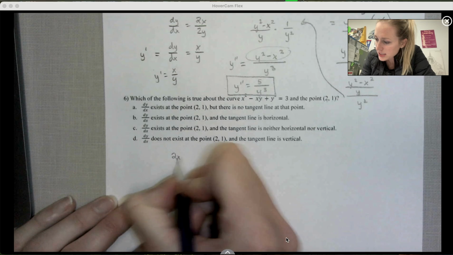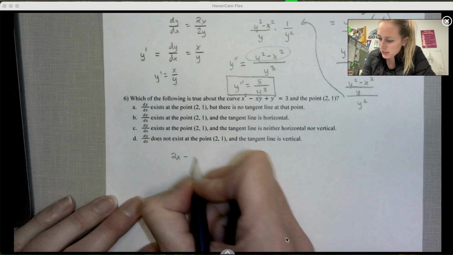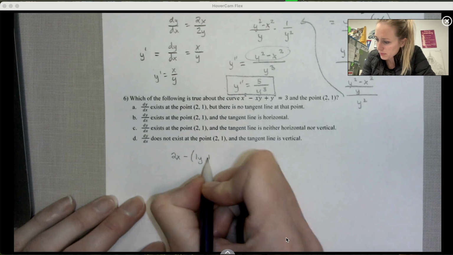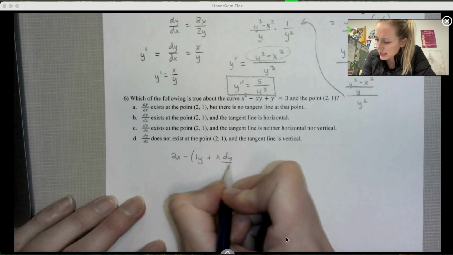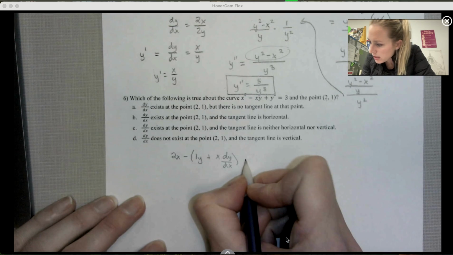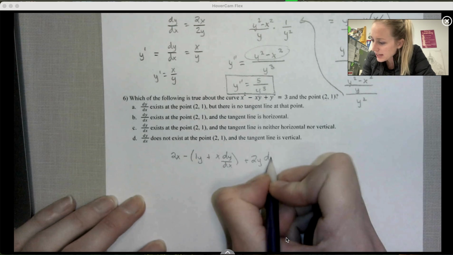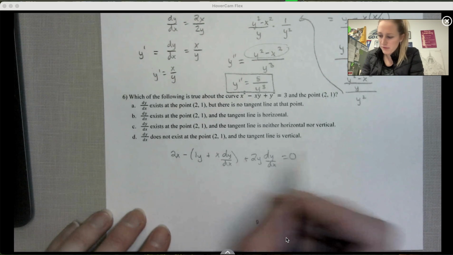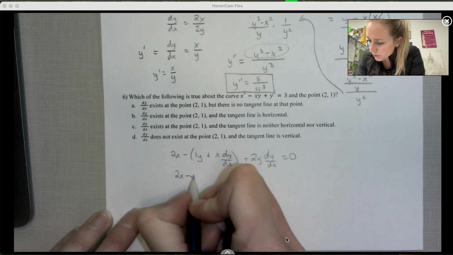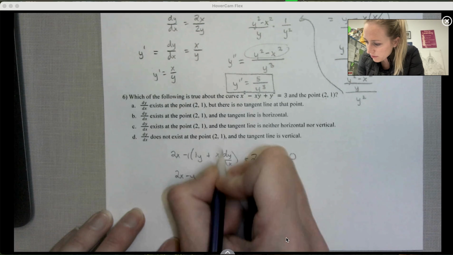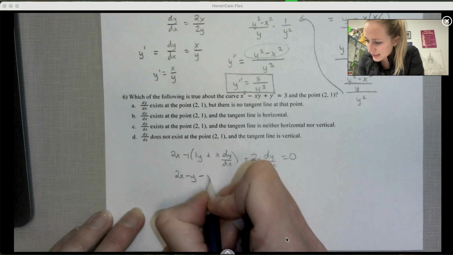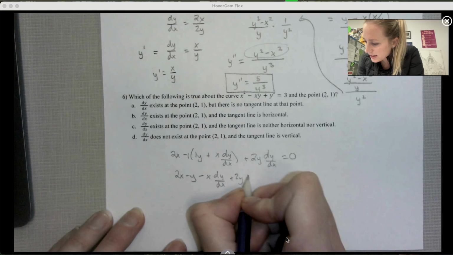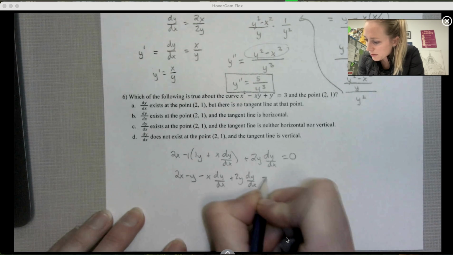So we got 2x minus, this is a product, so we've got 1y plus x dy/dx, plus 2y dy/dx equals 0. Let's get dy/dx by itself. So 2x minus y, and really this is like a -1 distributing, so we've got minus x dy/dx plus 2y dy/dx equals 0.